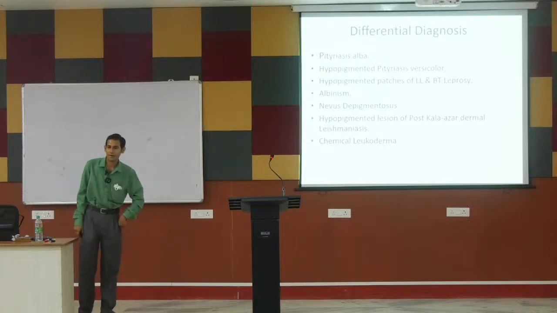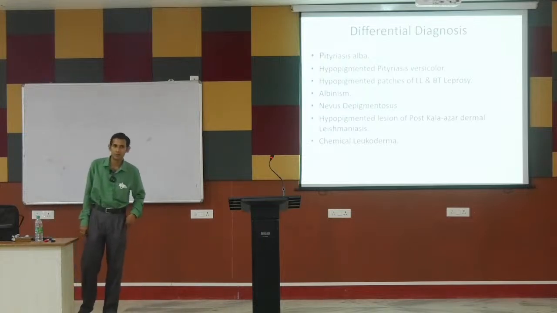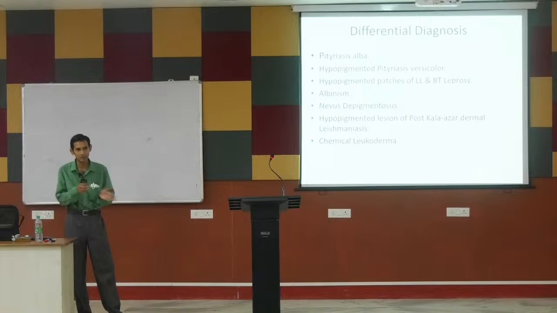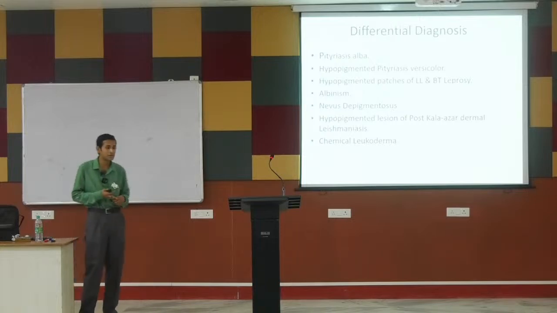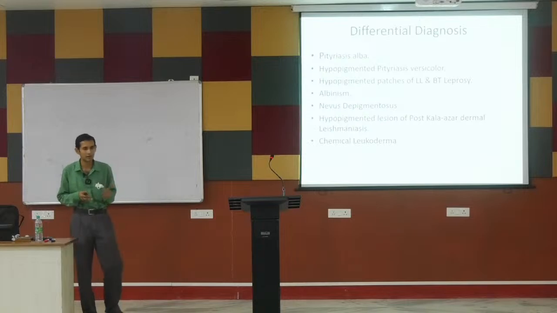What is albinism? Albinism is usually a genetic condition. It is an autosomal recessive condition, mostly caused by deficiency of the enzyme tyrosinase. You know the tyrosinase enzyme. Tyrosinase enzyme is responsible for the production of melanin. So if there is a deficiency of the tyrosinase enzyme, there is loss of pigmentation, but it is present since birth, number 1. Number 2, it can affect the hair also.